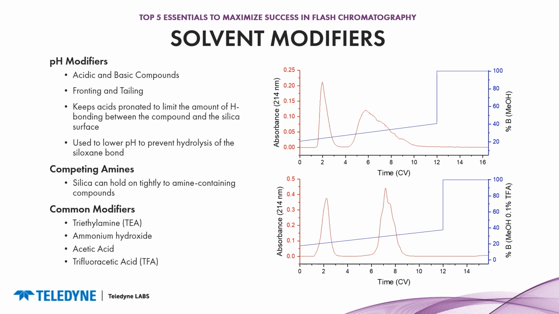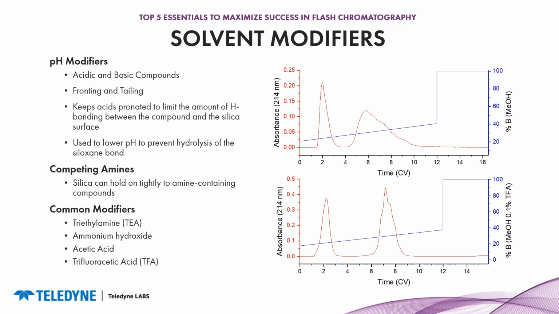But if we just add 0.1% TFA, trifluoroacetic acid, to that methanol, to our strong solvent, you can see what that does to the peak shape for that second compound. We're starting to achieve better chromatography using an acidic modifier. Another thing to keep in mind is that acids will help protonate and keep our compound from H bonding with the silica surface. That's important in normal phase conditions. Another thing to keep in mind is we want to work with low pH to prevent the hydrolysis of the siloxane bond in our stationary phase.